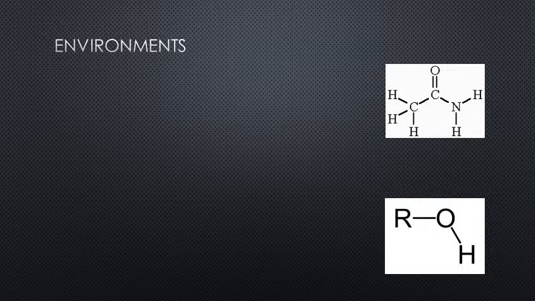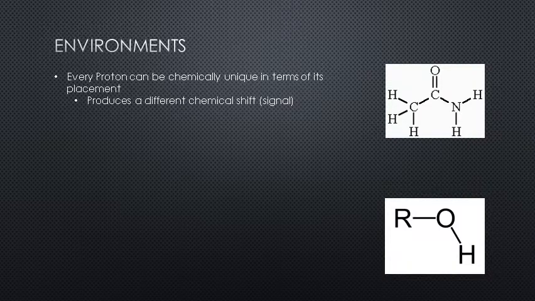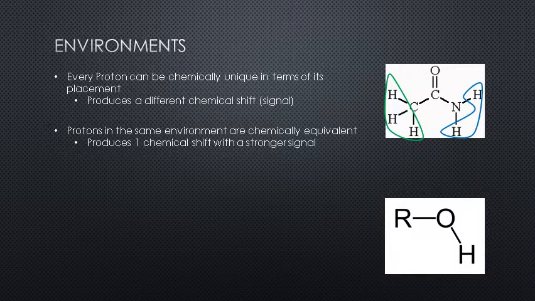Next, you have your environments. Now, environments refer to how the protons are reacting chemically. Every proton can be chemically unique in terms of how it's placed around your molecule, and if it was, this would produce a different chemical shift for each proton. But since many protons can be placed in very similar places, this can produce protons that are chemically equivalent. This means that they're in the same environment and that they're all going to produce one signal, but it's going to be wider and much stronger.